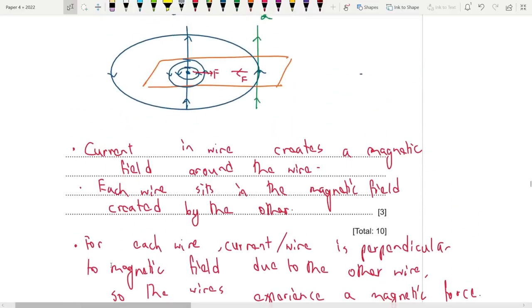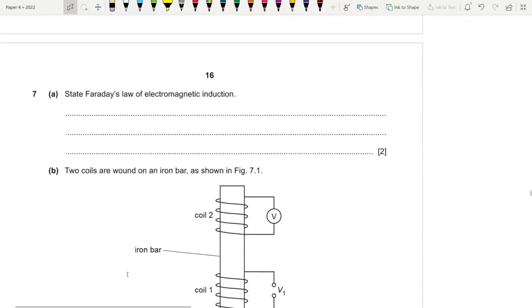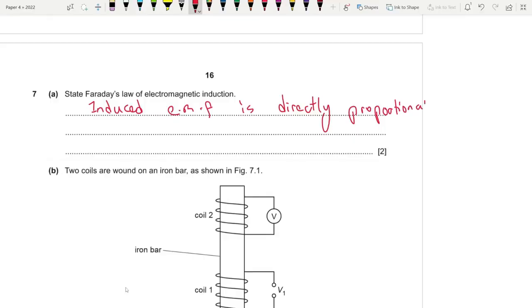Moving on to question number 7. State Faraday's law of electromagnetic induction. Really common question that you guys will be facing. So Faraday's law states that the induced EMF is directly proportional to the rate of change of magnetic flux linkage.